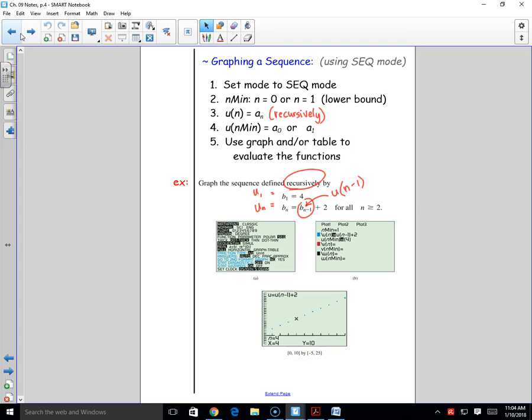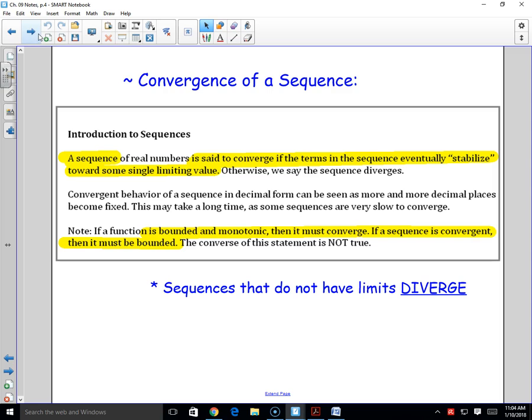What are you trying to think about? What's going on as I continually find more and more terms in my sequence? What do the terms do? Are they getting closer to a number? And how will you know that? How will you see that? Because it should be getting more and more fixed. What does that mean? So it's a single number.